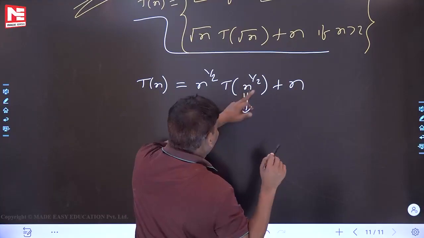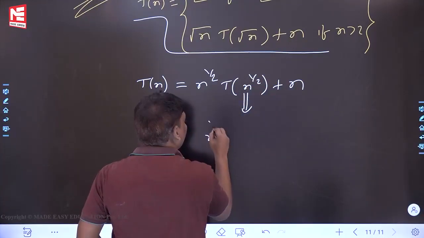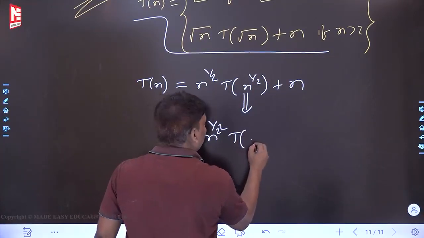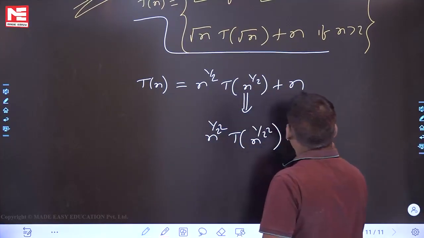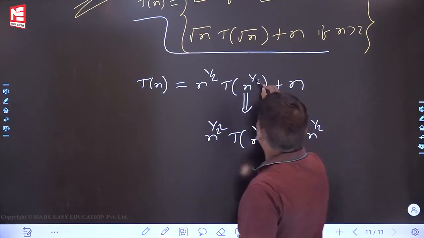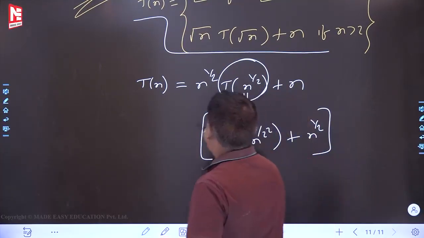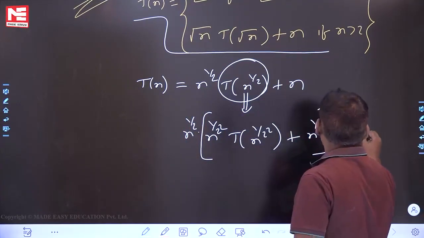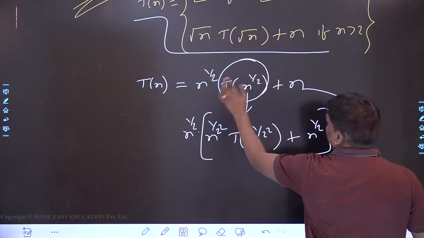Now, what about T(root n)? What is the answer? Whatever is there, for that first time root, n power 1/2, once again root, n power 1/2 square. T of n power 1/2 square, plus whatever is there, the same, n power 1/2. This is for this one. Outside, n power 1/2 is already there, plus n is as it is outside. Check, does anyone have a doubt? Same thing I copy. See this one.